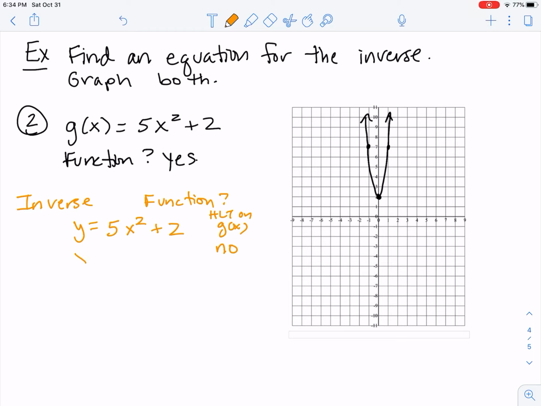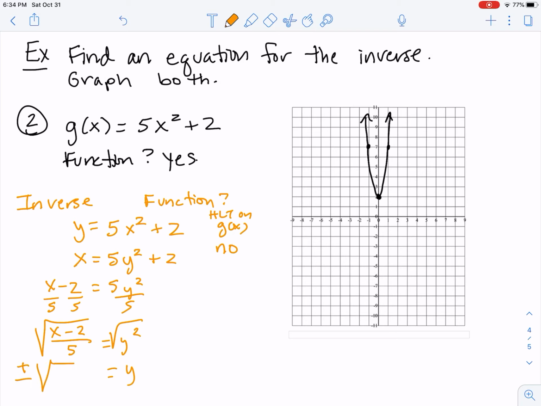So switch your x and y. x equals 5y squared plus 2. I'm going to subtract 2, and divide everything by 5. And I get, well, I might just leave that as x minus 2, all over 5. And then I've got to take the square root. So y equals plus or minus the square root of (x minus 2) over 5. So the inverse is plus or minus the square root of (x minus 2) over 5.